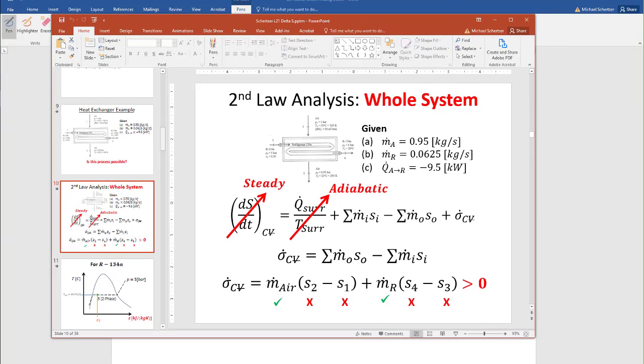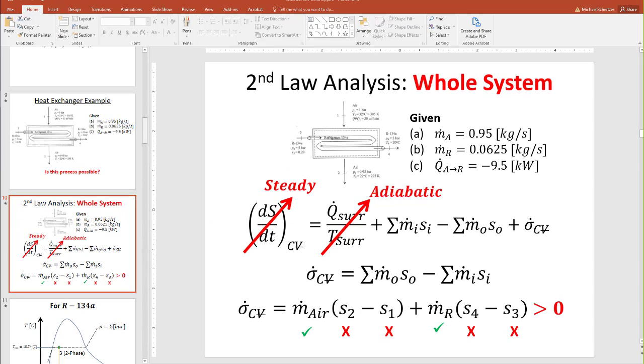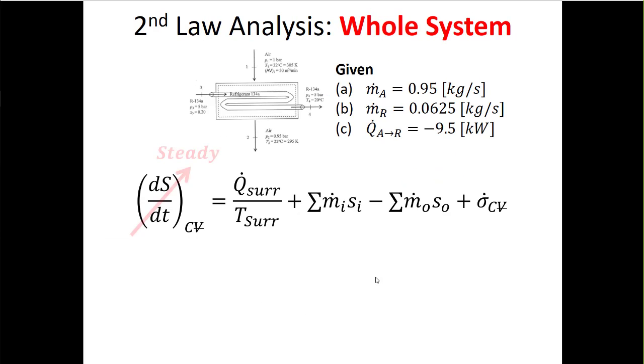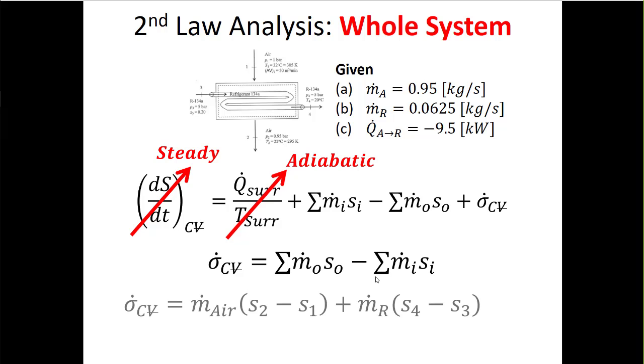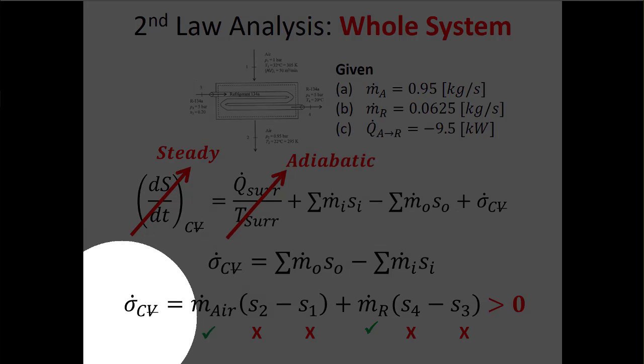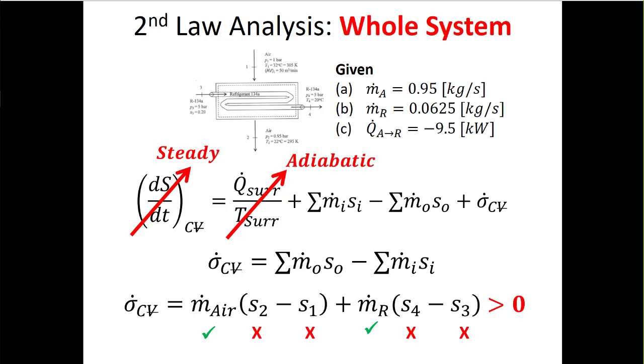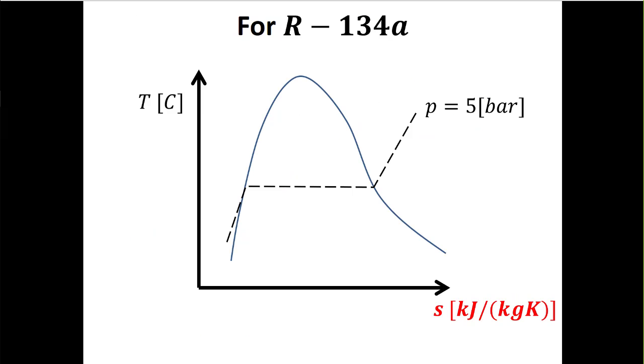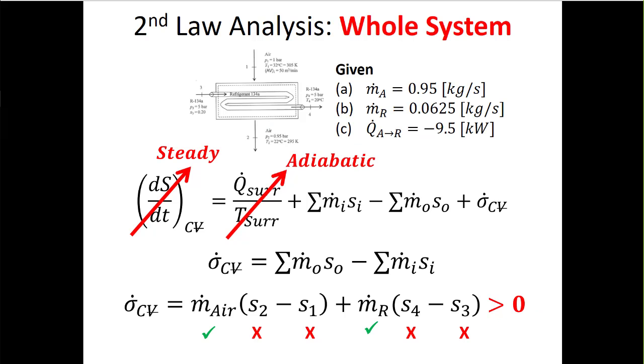All right. So this, if you remember, was our second law equation for the entire system. And what we know is we're trying to find sigma dot. We know the mass flow rates, but we don't know any of the specific entropies. So what I'm going to do is start by looking at the refrigerant ones, because it's just like doing it in water.